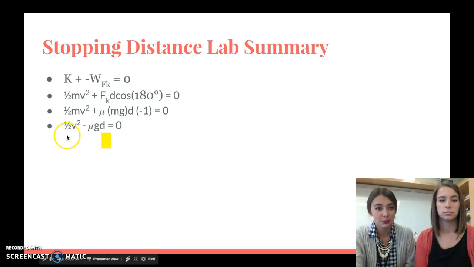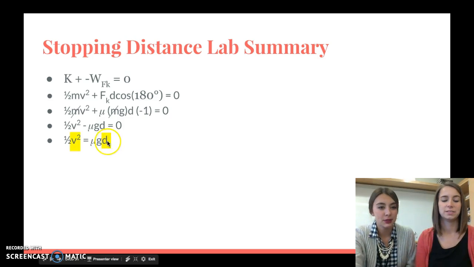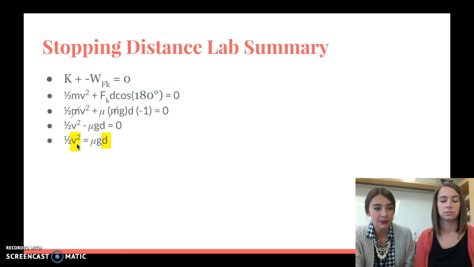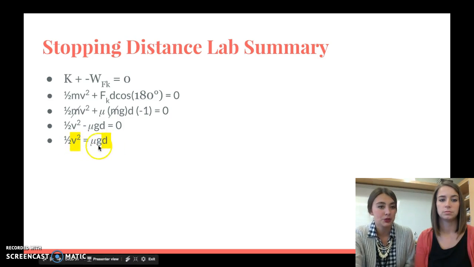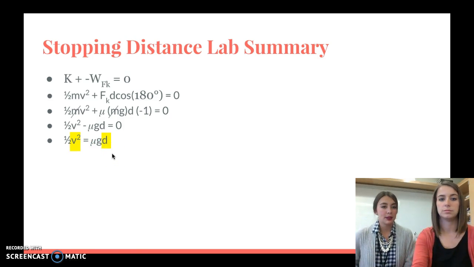We can simplify once more. We can cancel out our masses here, and we have 1/2 v squared is equal to mu times g times distance. And notice we've factored that -1 in, so it's now a minus. Then we simplify even more. 1/2 v squared is equal to mu times g times distance, and we can finally say we know this relationship. We also have d and v squared on opposite sides of the equal sign, which further proves that these two are proportional to one another. And then we're going to move on.